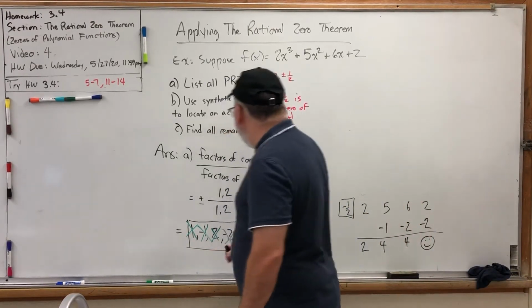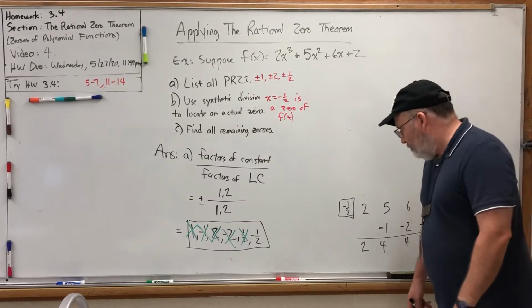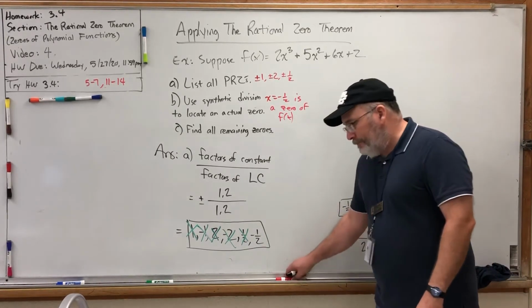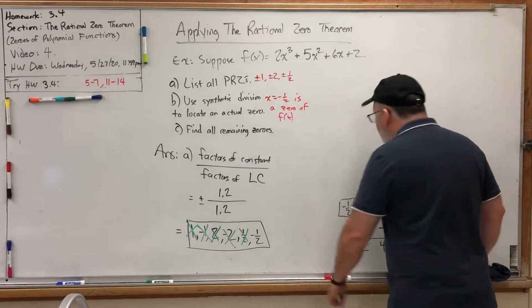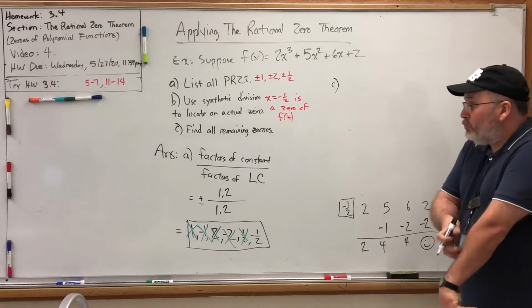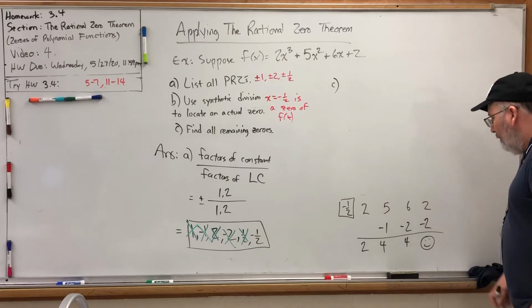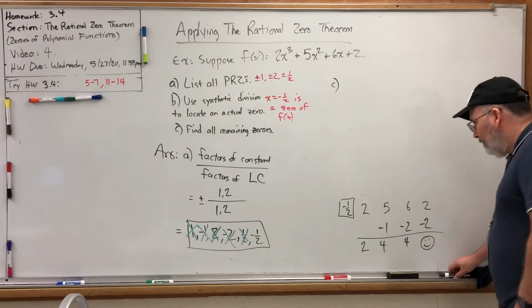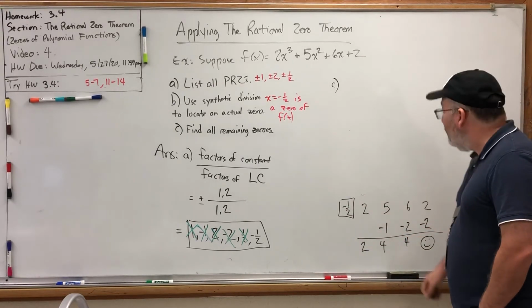Because part C says, all right, you found a 0. Now go find the rest of them. But that was the only one that worked. That was the only rational 0 that worked. For part C, this is where you actually use what the synthetic division problem tells you. Because remember, we did a division problem. We divided this by something and got a quotient.